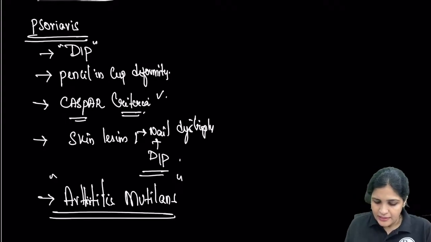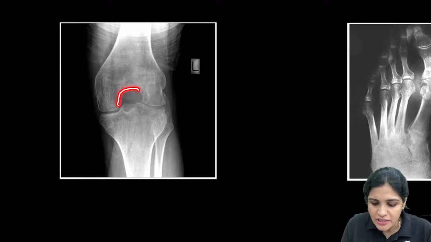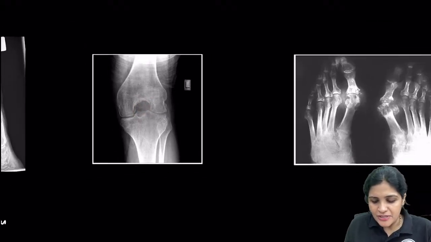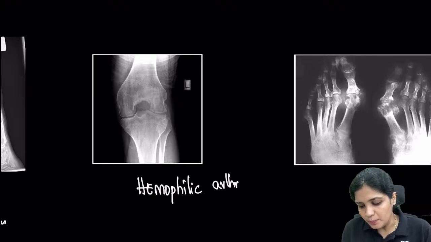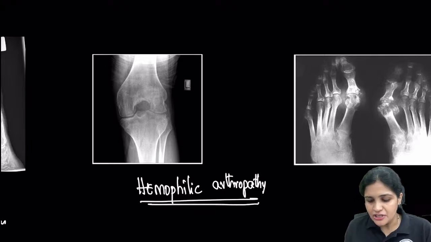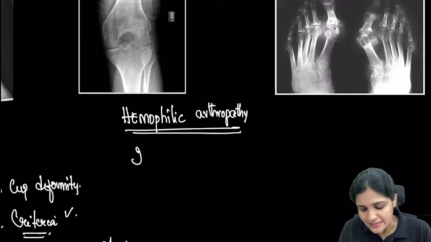Yes, ma'am. Yes. And what is this? If you see the notch here, so this is the notch, intercondylar notch, right? So there is a widening of the intercondylar notch. Where you see this? Hemophilic arthropathy. So whenever the patient presents with hemophilia, because of the destruction of the cartilage there, which will result in the arthropathy, you will see there is a widening of the intercondylar notch. Right?